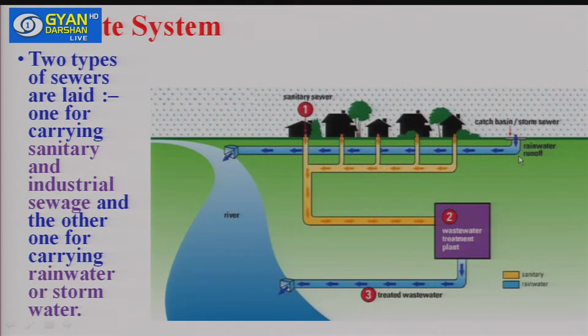Because storm water is not polluted, it can be directly disposed of to some water body like a river. But sanitary sewage is polluted water, so we cannot directly dispose of it into the river, because otherwise the river water will be polluted. So first it will be collected and sent to some treatment plant. There it will be treated, and then finally disposed of into the river. So this is the separate system.